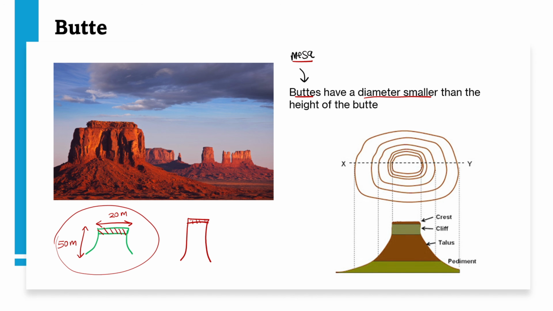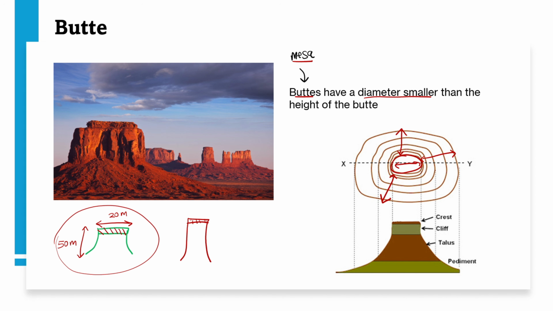And then this is how a butte looks from a topographic map. Basically, this is the top of the butte. You can see that the top is way smaller, whereas the height from here to here, that's the height, is way bigger. The height is larger than the top part or the diameter.